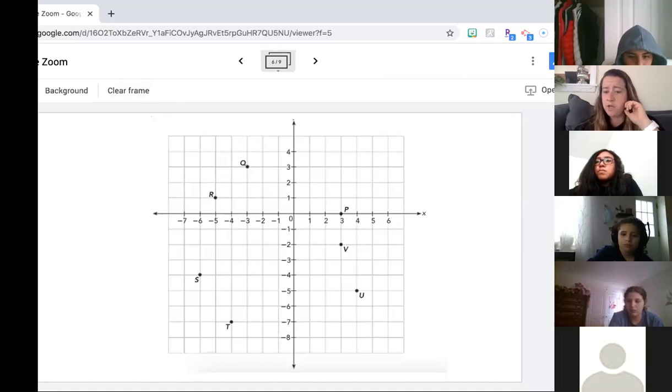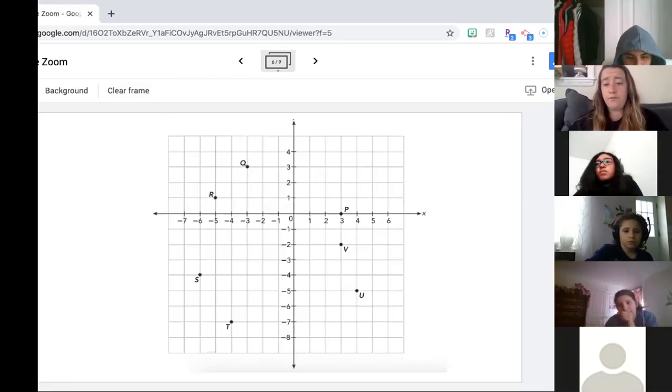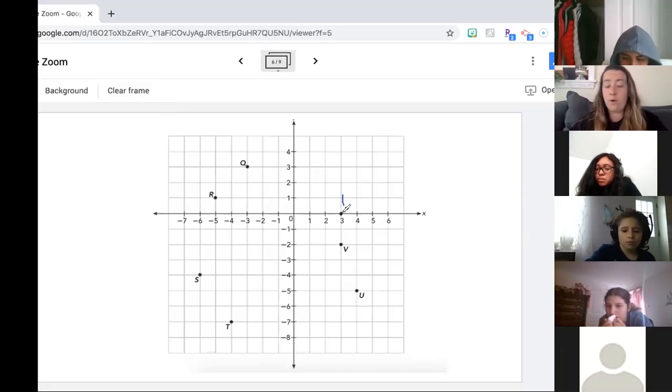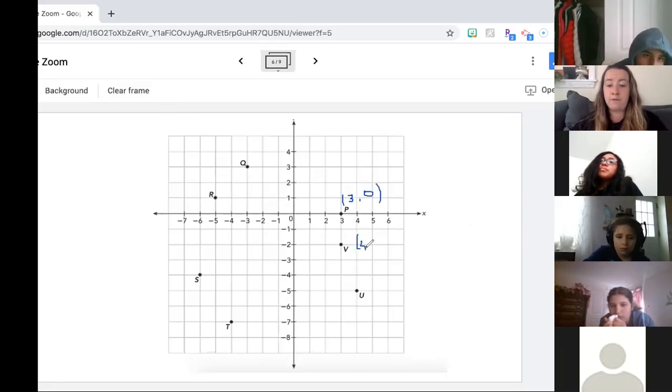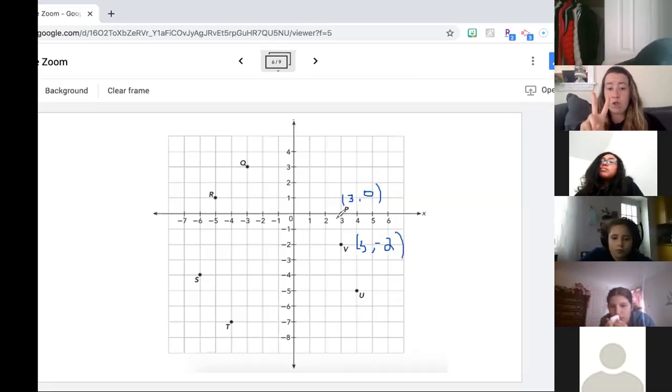All right, thanks for letting me know, Jonathan. Lexi said, would you add the absolute values of the numbers? Yes. So from P to V, careful with your coordinates. X is left and right first, so 3, 0, and then it went down to 3, -2. So that has a distance of 2.